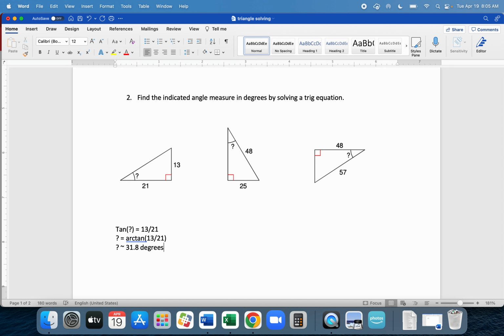And so the easiest way to relate those is which of our three trig functions? Sine, cosine, tangent? Sine, right. So the sine of our mystery angle should be 25 over 48. So if I want to solve for mystery angle, sine of, let's see, question mark, is 25 over 48.